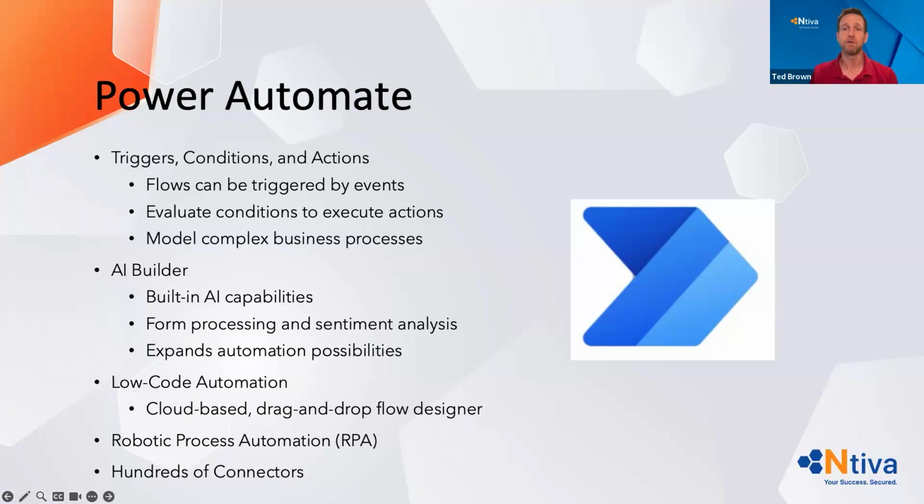And some key features of Power Automate include, first, low-code automation. This is a cloud-based drag and drop flow designer that lets you build automated processes without extensive coding. Pre-built templates and the AI assistant Copilot make it easy to build flows with natural language commands.